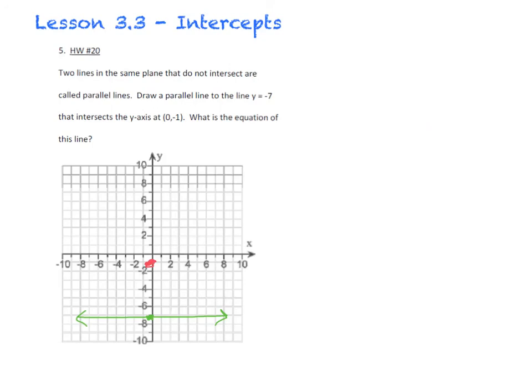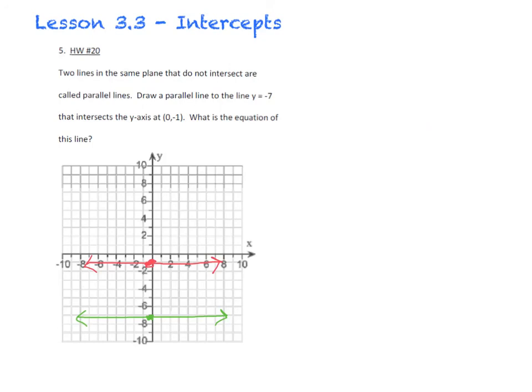So if we want a line parallel to it, then what we'll need to do is we'll need to draw this line right here. And check it out. Those two lines never intersect. Ever. Ever, ever. They're parallel lines. Now they want us to write the equation of this line. Well, let's notice some things before we get all confused and start just jotting things down. Let's notice some very important things.